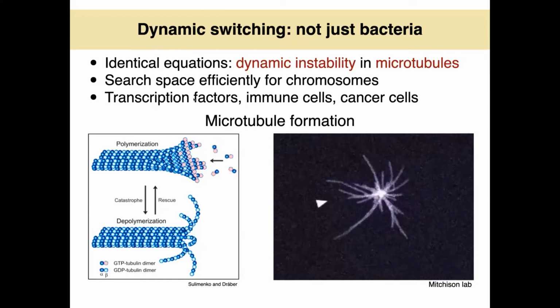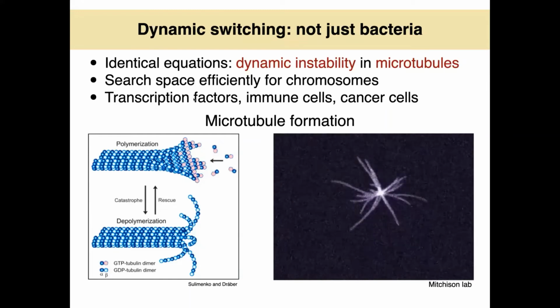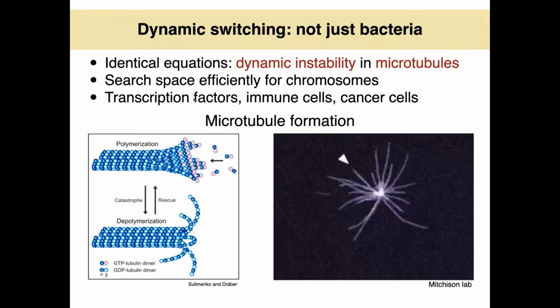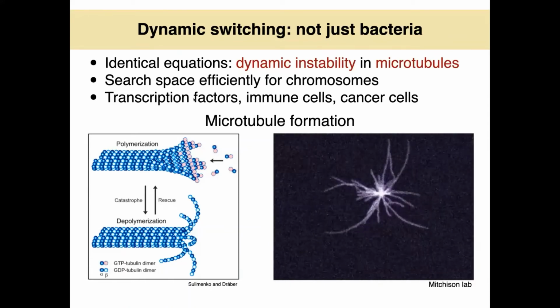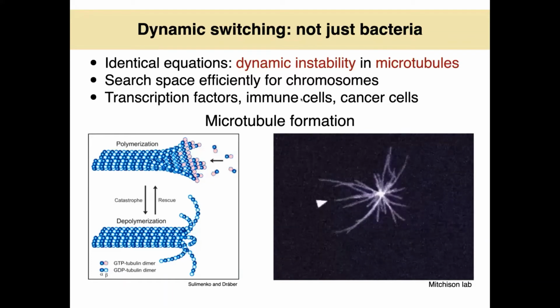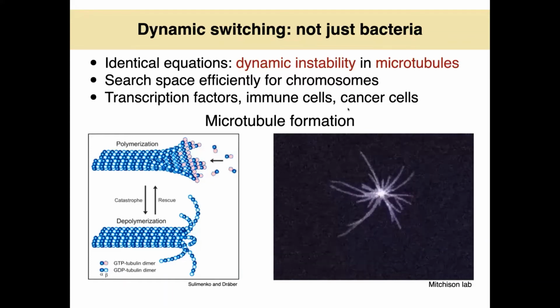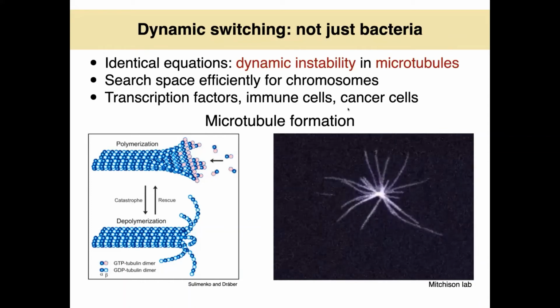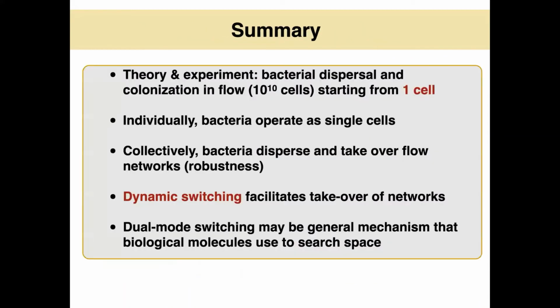Other examples in biology where there is search of space is transcription factors. Transcription factors have to search for DNA targets very efficiently. And they do this using two modes, by moving through the fluid and then by attaching to DNA. And so they can turn a 3D problem into a 2D problem. Immune cells and cancer cells also have very similar types of dynamics where they're using two modes to search space very efficiently. So we see this as a general principle that bacteria and other biological organisms need to search space very efficiently. And they do this by using this bimodal approach.